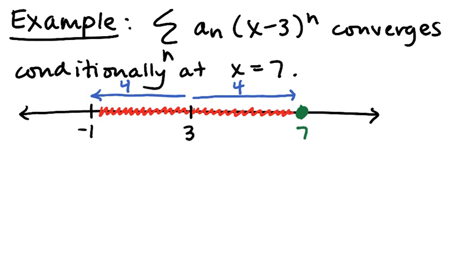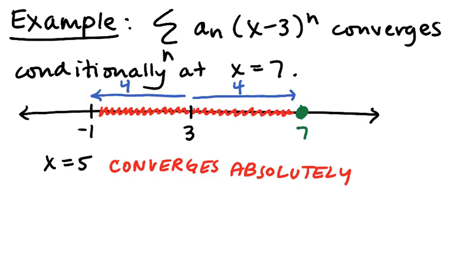Okay, so if it asks you, what can you say at x equals 5? What would y'all say about the series at x equals 5? Converges absolutely, yes. Okay, what could I say about the series at x equals 8? Diverges, for sure, because it's outside of the interval of convergence. Okay, x equals 8 diverges.